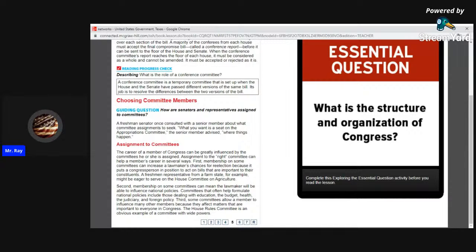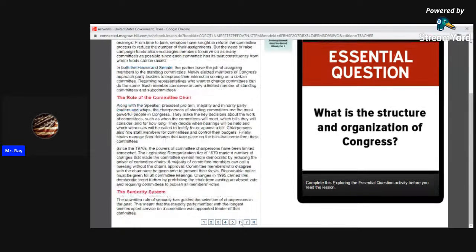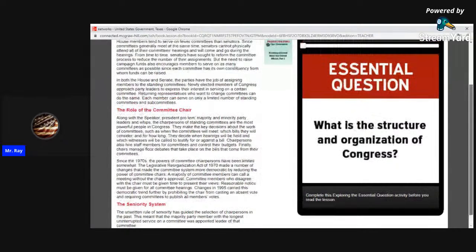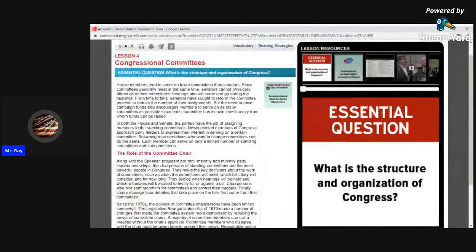And parties assign members, but also the lawmaker themselves can show some interest and say, hey, I want to be in this committee about this, this, and this. The House members tend to serve on fewer committees than senators, right? Because there's many more committees.